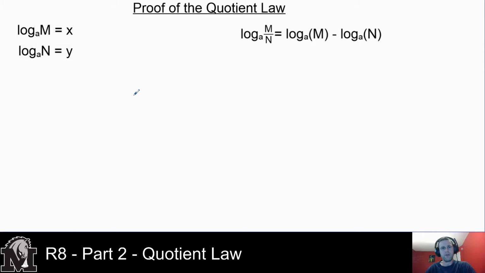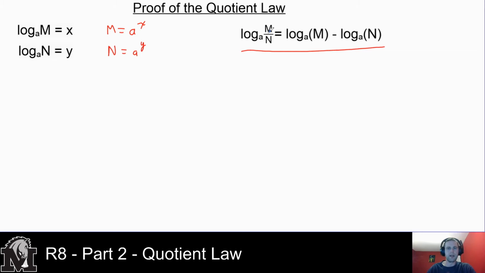This brings us to the proof of the quotient law. You may be asked to prove this. So our quotient law is over here on the right-hand side. And we're going to start with a couple of things here and get it to look like our law. So first thing we can do is we can write both of these in exponential form. So with that a over to the other side, m equals a to the power x. And we do the same thing with our second one. So n equals a to the power y.